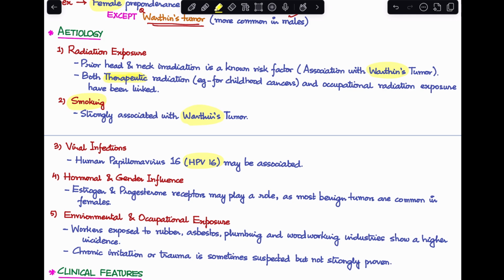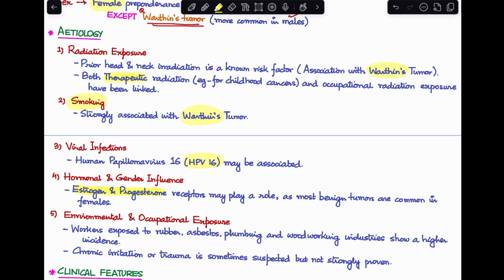Next is hormonal and gender influence. We have seen that all salivary gland tumors have a female preponderance. So there must be some kind of reason behind that. It has been seen that estrogen and progesterone receptors may be playing a role because benign tumors have been seen to be more common in females.